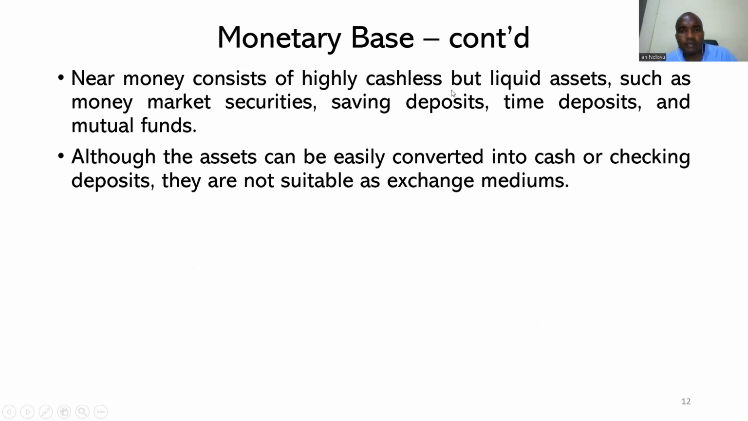Near money consists of highly liquid but cashless assets, such as money market securities or instruments, savings deposits, time deposits, and mutual funds, which can be easily realized as cash. So these are assets which can be easily converted into cash.